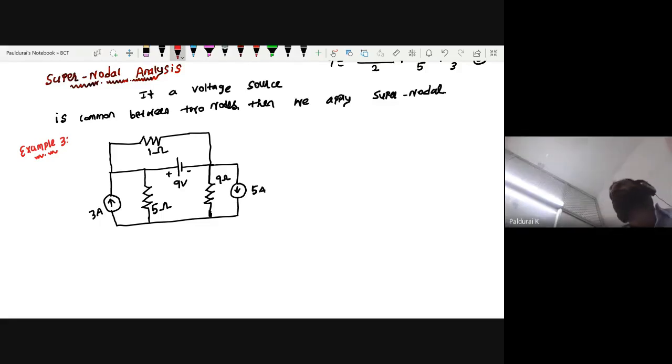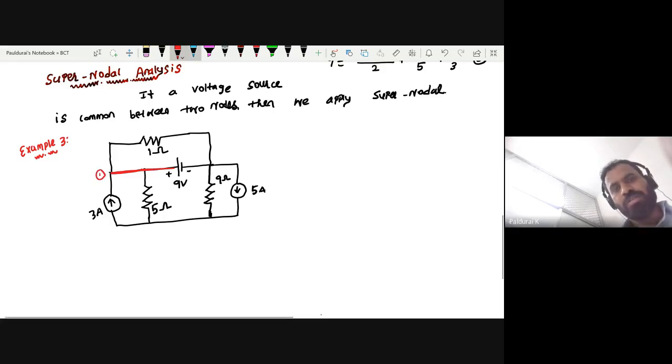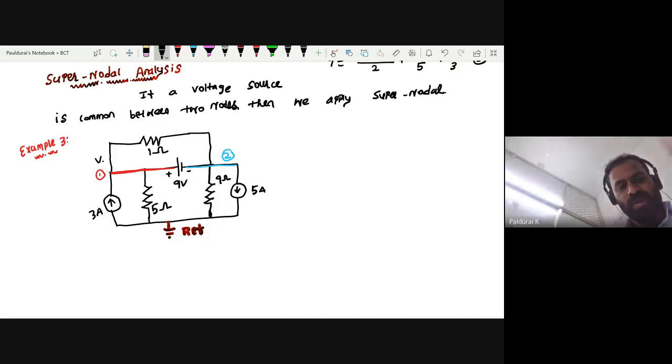What's the very first step? You want to calculate the number of essential nodes. Here, how many? Actually this is one node, till here node 1, and this is node 2, and this is my reference node. So this voltage V1 and this voltage V2.